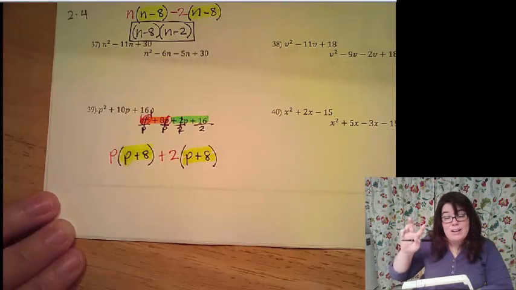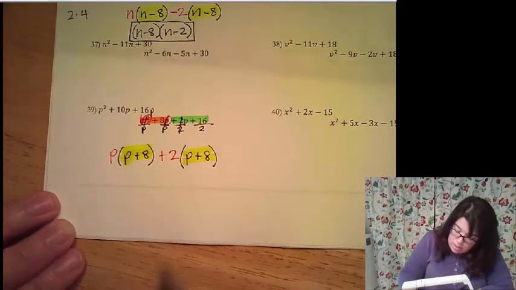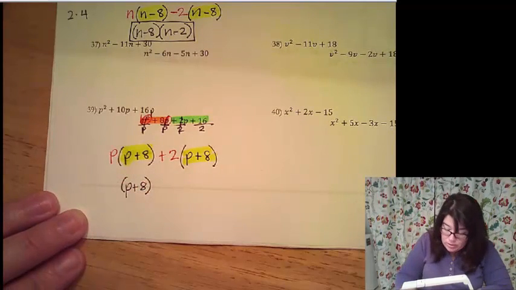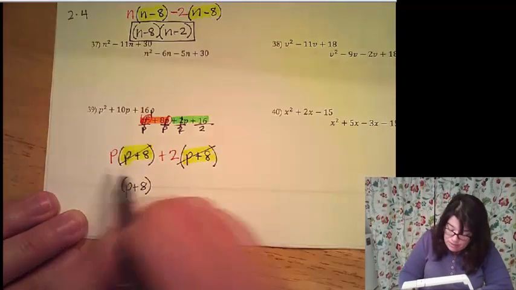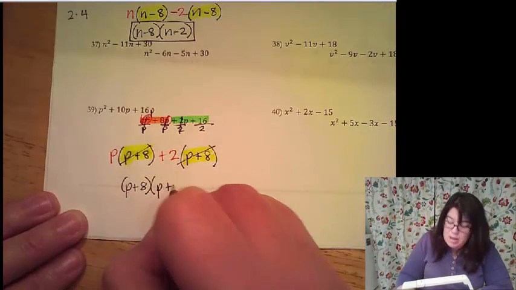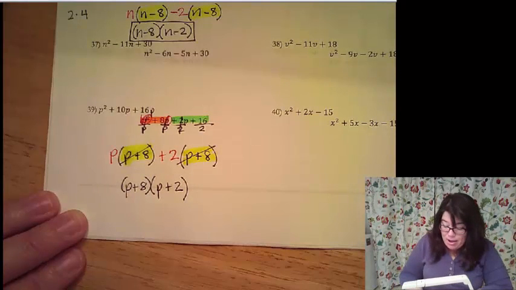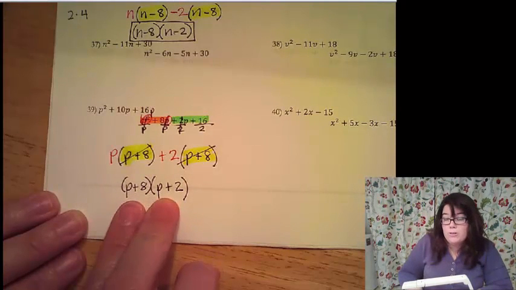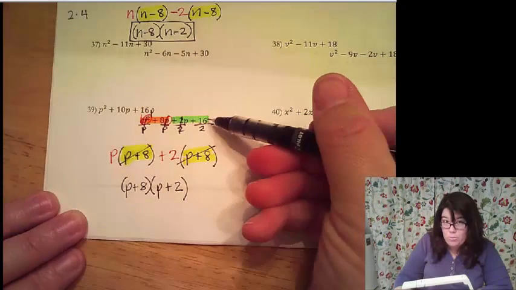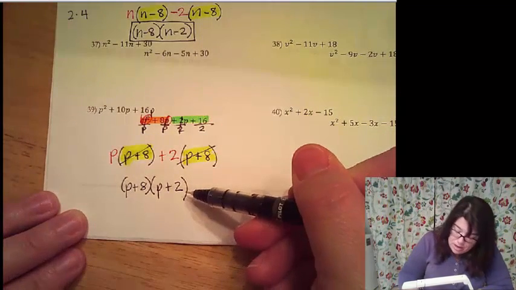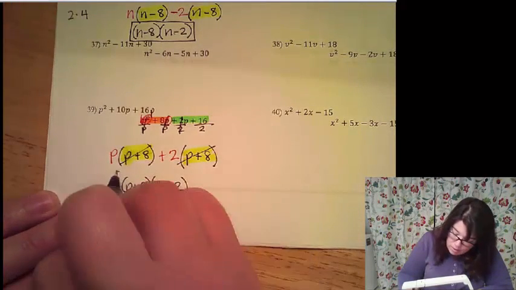That means I can factor my twins out. They come together to make a binomial. And once they're gone, what do I have left? P plus 2. My loners come together to make another binomial. And now I have a product of two binomials. So this polynomial has been factored into these binomials. And that is exactly what I wanted.